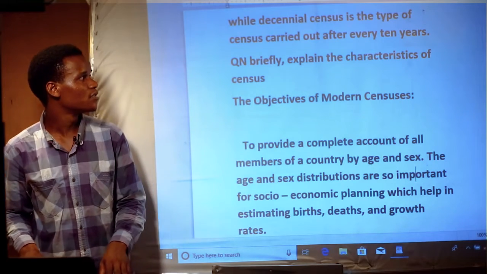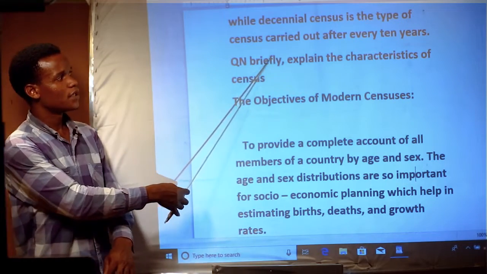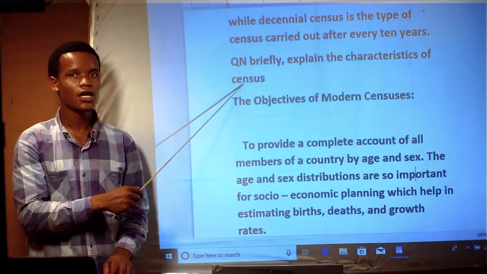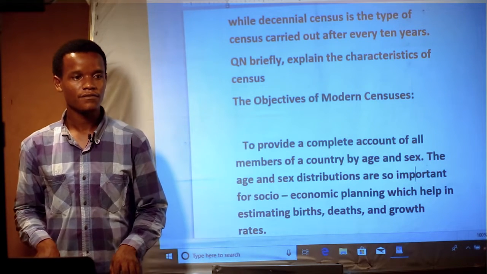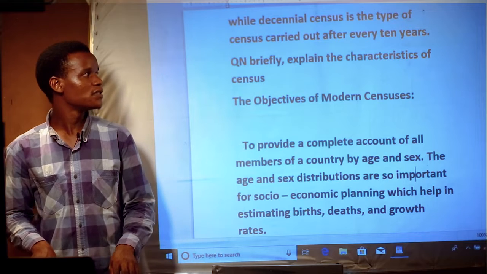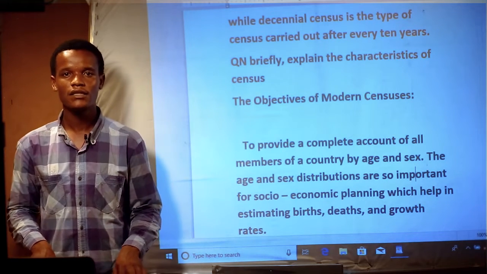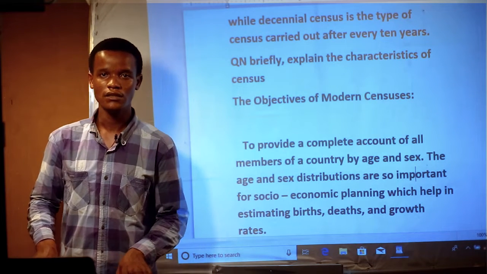So there is a question here which states: briefly explain the characteristics of census. Here you are going to explain the features that a census has. There are special characteristics that a census must have so as to be called a census.